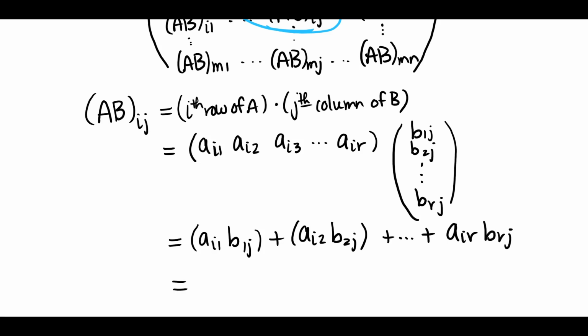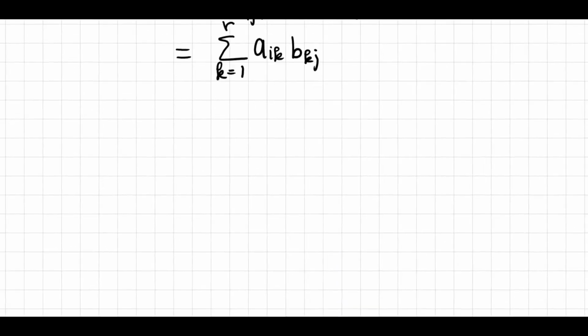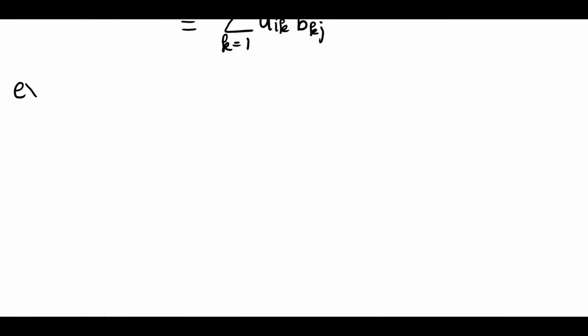And if you've missed a little bit of sigma notation in your life, if we wanted to write this in sigma notation, we'd say starting at k equals 1 up to r, we could have AIK times BKJ. That would give us that IJ term. Okay, good. So this notation can be useful because if we wanted to prove something, we would be able to use this. Or let's just do an example.